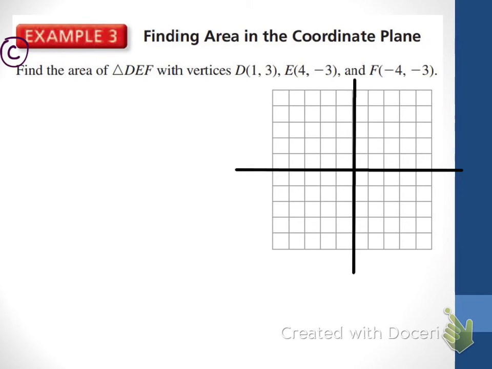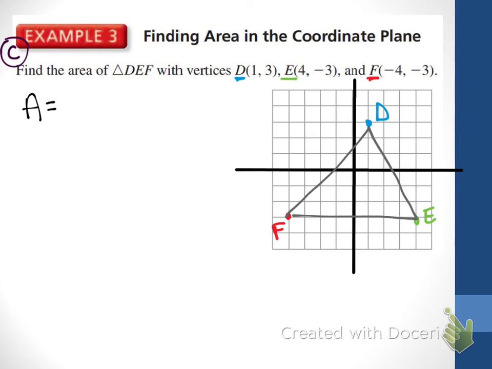Okay, so point D is 1, 3, so over 1, up 3. E is 4, negative 3, so over 4, down 3. And then F is negative 4, negative 3. Connect the dots. And then we'll find the area.